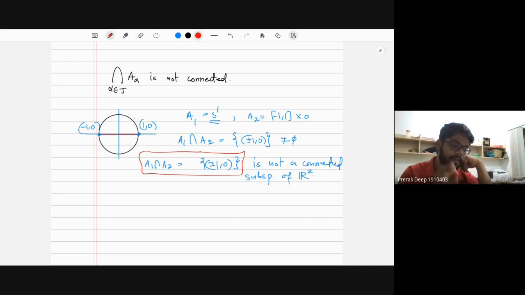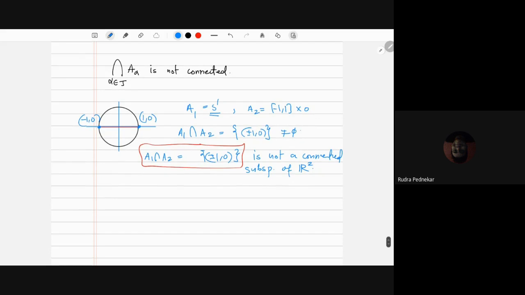When we say intersection, we are only looking at the intersection. We are not looking at it as a part of A1 and A2. We are looking at it as an intersection. As an intersection, it is just two singleton points in R2. Now, is it connected? Sir, it is not, yes.